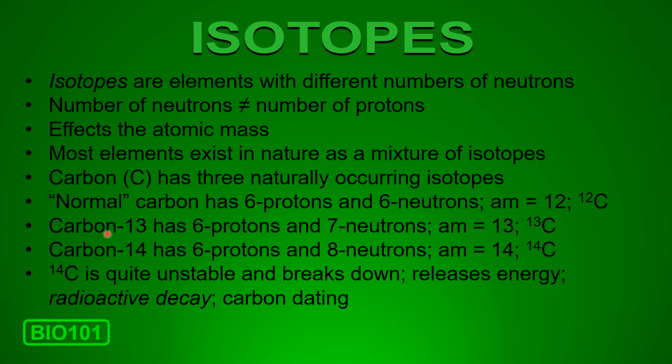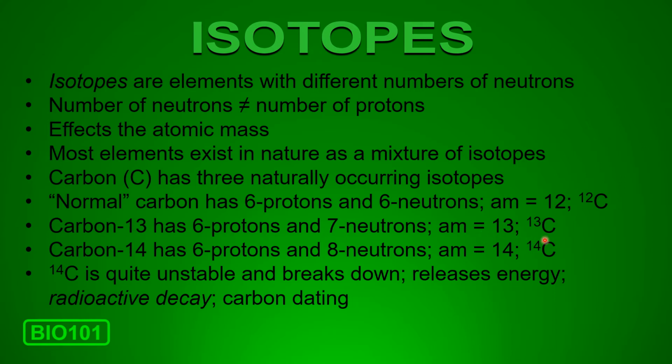Carbon 13, though, has 6 protons, right? Carbon has 6 protons, but we're talking about isotopes here. So then it has 1 more neutron. It has 7 neutrons. Normal carbon has 6 neutrons. Carbon 13 has 7 neutrons. You add them together, the atomic mass is 13.